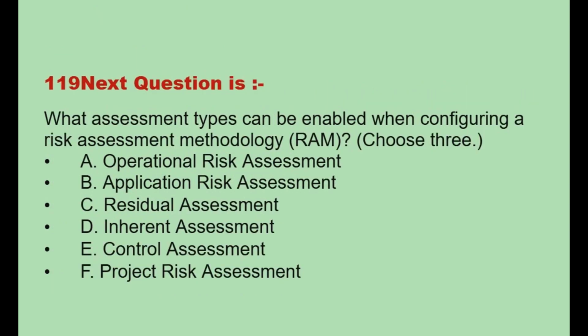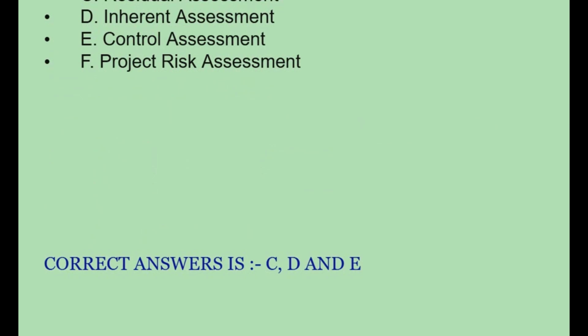Question is, what assessment types can be enabled when configuring a risk assessment methodology RAM? Choose three options. Option A, operational risk assessment. Option B, application risk assessment. Option C, residual assessment. Option D, inherent assessment. Option E, control assessment. Option F, project risk assessment. Correct answer is option C, D and option E.